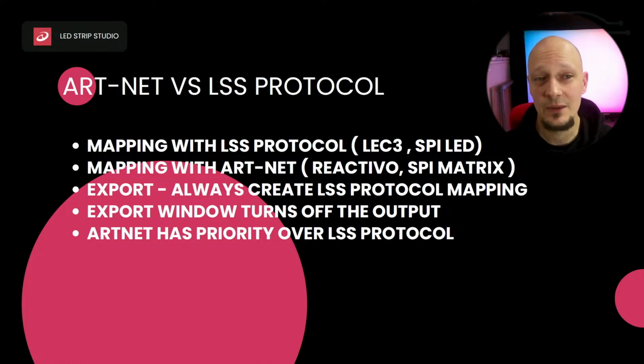So again, with LSS3 or activated SPI matrix, you use the LSS protocol. With SPI matrix that has not been activated or is reactivo, you use mapping with ArtNet, or the ArtNet section of the mapping. But for the export, you always have to create also the mapping in the LSS protocol, because that is what the software is using to generate the effects.